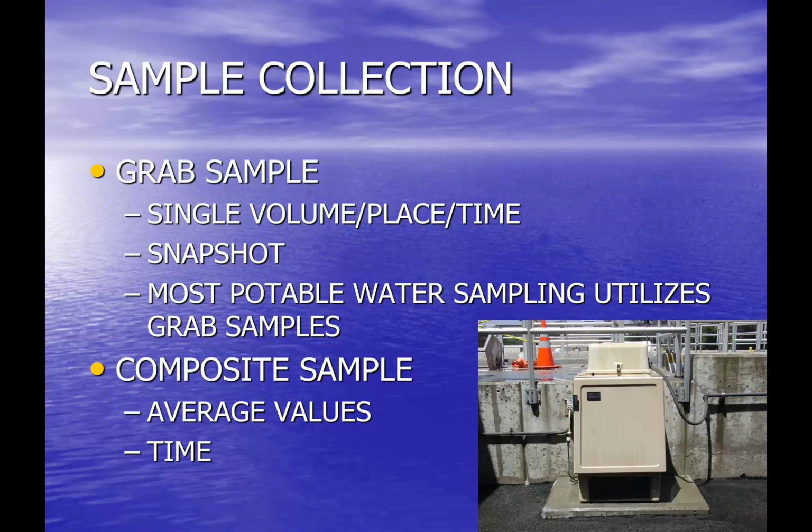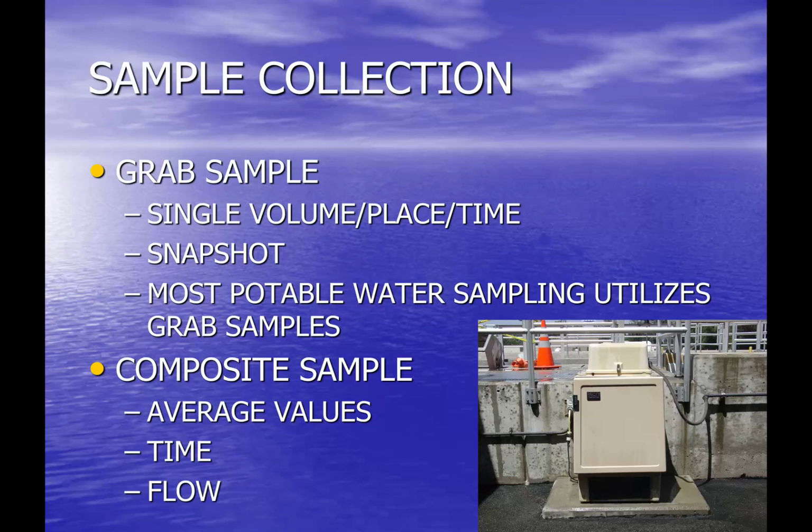The first is a time composite sample, which is basically a composite sample made up of equal volume samples collected at regular intervals. So perhaps every hour it takes a 500 milliliter sample and then combines it all together. A flow proportional composite sample is one made up of samples collected at regular intervals, but the size of each sample is proportional to the flow at the time of sampling.